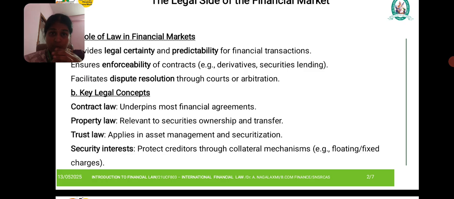The person who is lending accepts the securities as collateral for lending the money. So what is the interest or the charges to be paid to the creditors? The creditor should not be affected due to getting the securities as collateral.